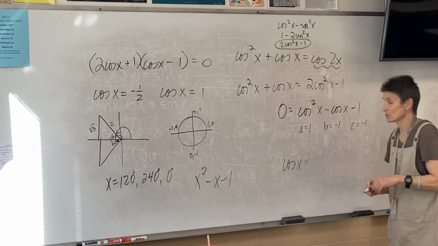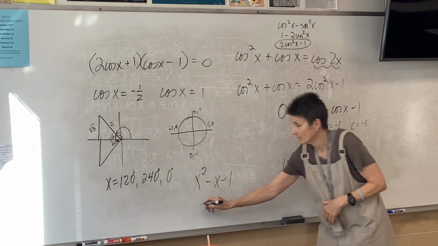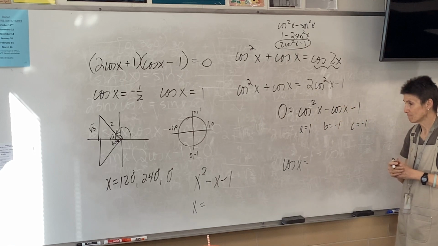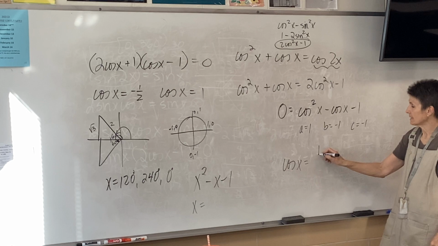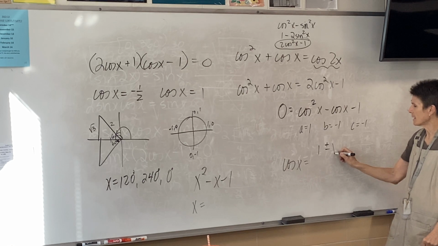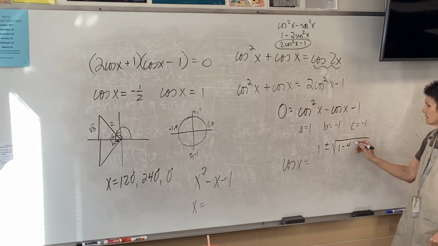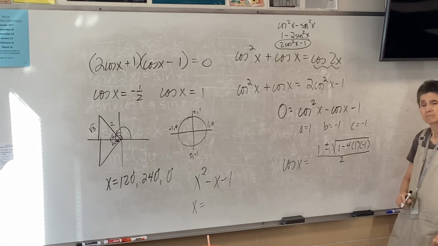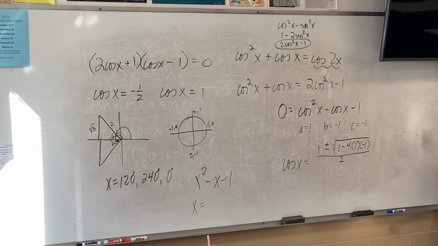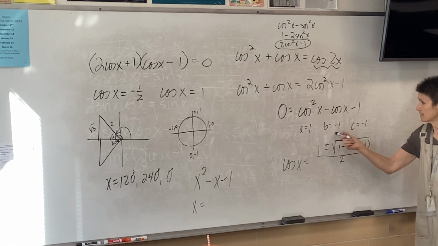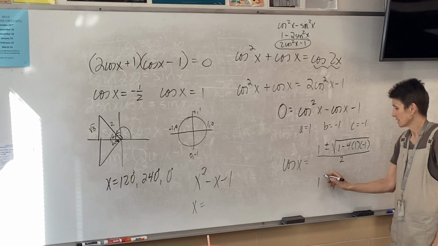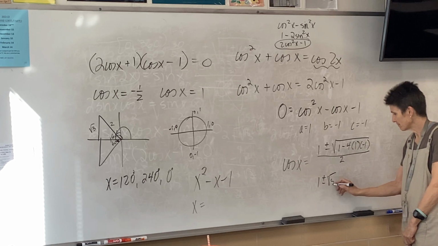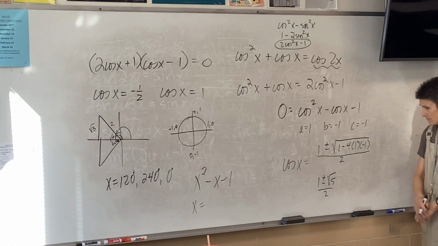Cosine x equals, so we're not solving for x. Here I would be solving for x. Here I'm solving for cosine x. That's my variable. So cosine x equals plus or minus the square root of b squared minus 4ac all over 2a. Regular quadratic formula, using that a, b, and c straight out of my problem. So what have I got? Underneath there is going to be the square root of 5. I think.